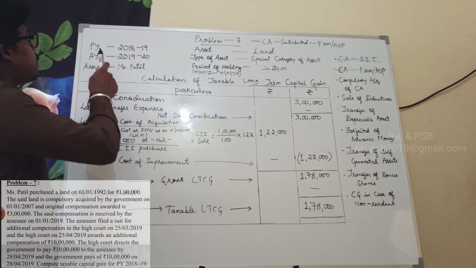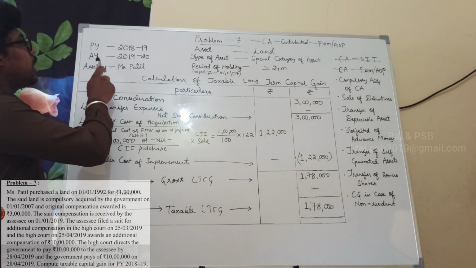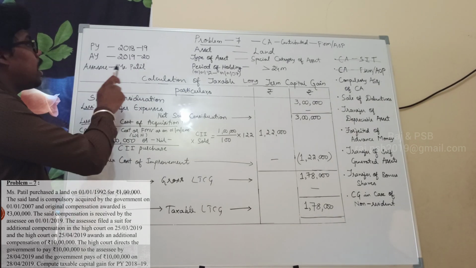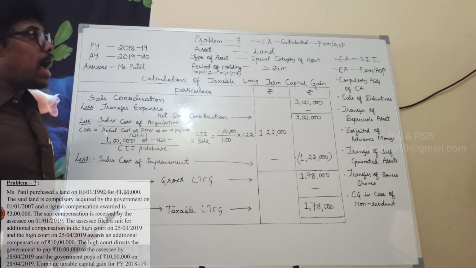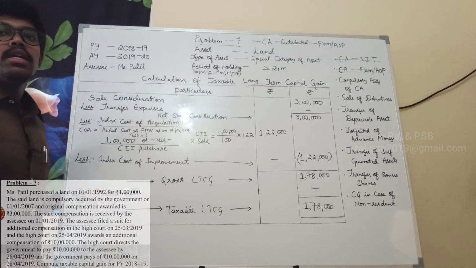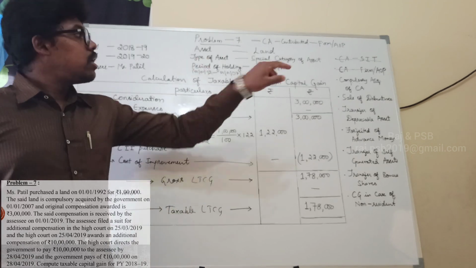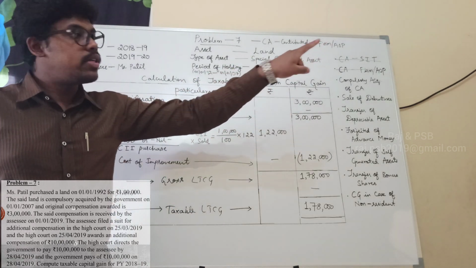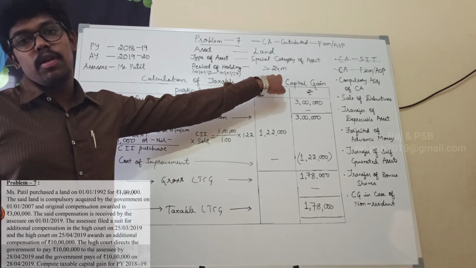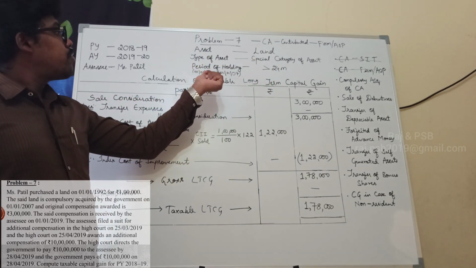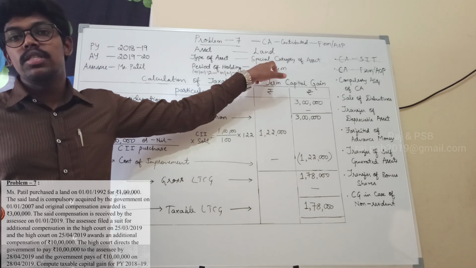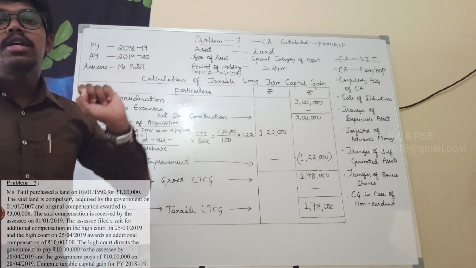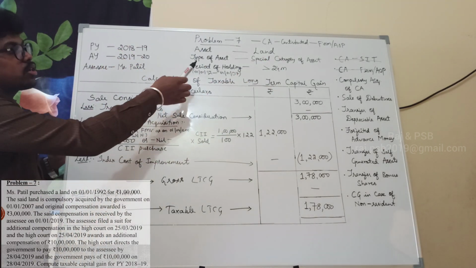Okay, here the previous year is 2018-19, assessment year 2019-20, the assessee is Miss Patil, and the asset she owned is land. The type of asset is immovable property, so it is treated as a special category of asset. So the holding period will be 24 months. From 1992 to 2007, it is more than 24 months, so it is treated as a long-term capital asset.